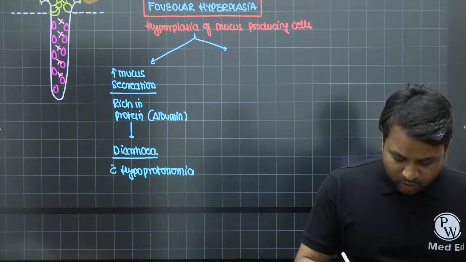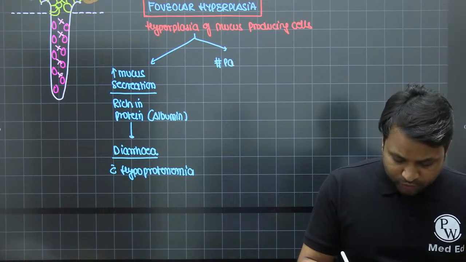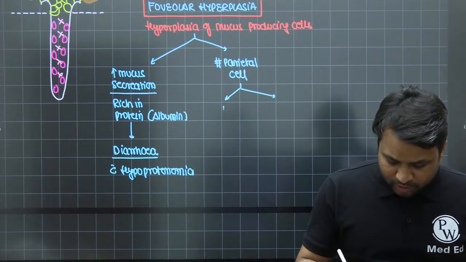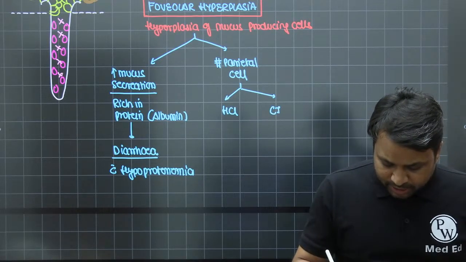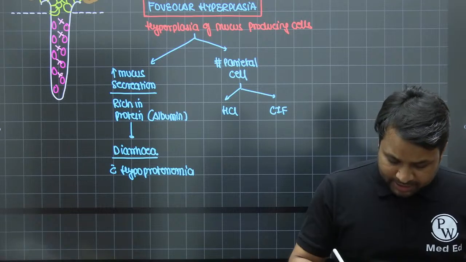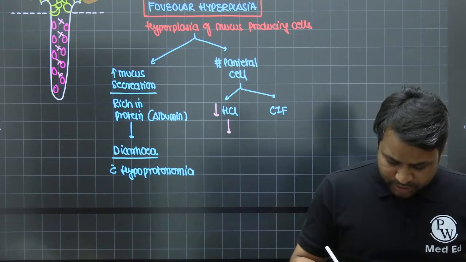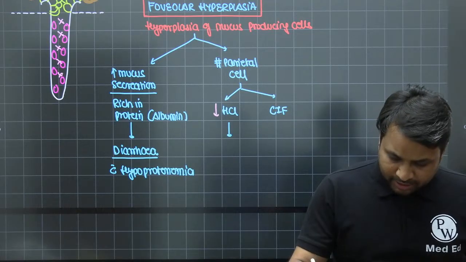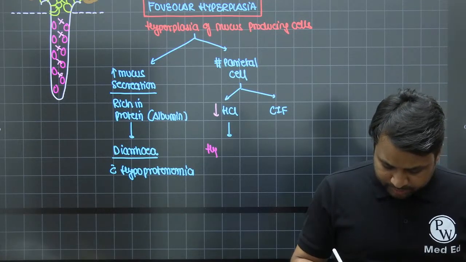Second, it is now going to block the secretions of your parietal cells. Now, as we all know, parietal cells are responsible for secreting hydrochloric acid and the Castle intrinsic factor. So, hydrochloric acid is going to reduce. This is going to result in hypochlorhydria.